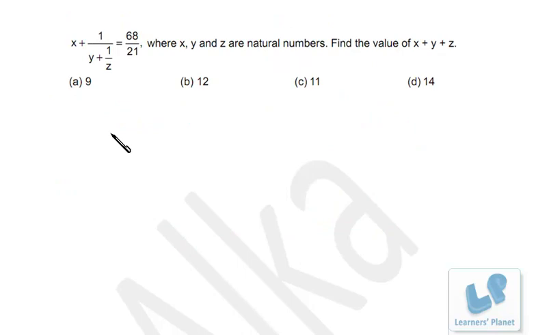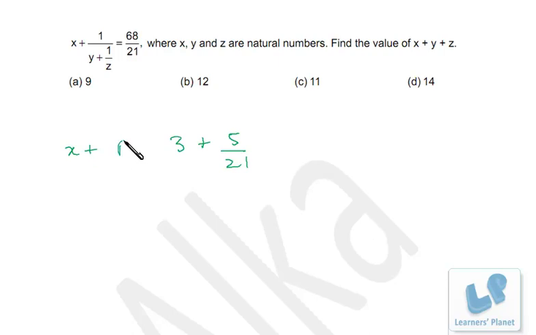Now friends, we have this problem here. X, Y, Z are natural numbers and we have to find out the value of X plus Y plus Z. Now I'm having some off-the-track method to solve this problem. What I'm doing is breaking 68 by 21 into integral and fractional parts. So that will be 3 plus 5 by 21, right? So this is X plus the remaining fraction.